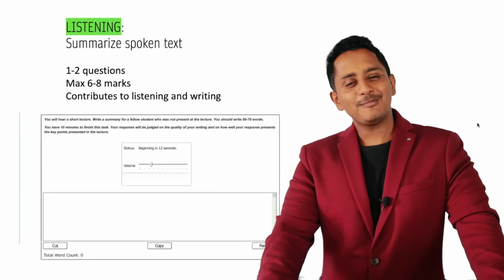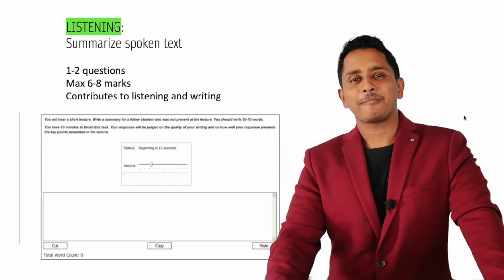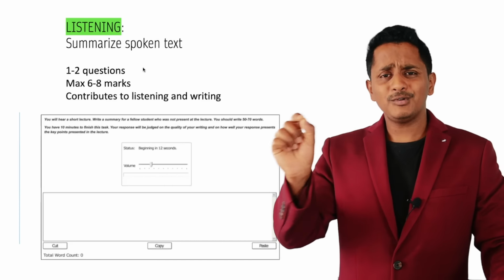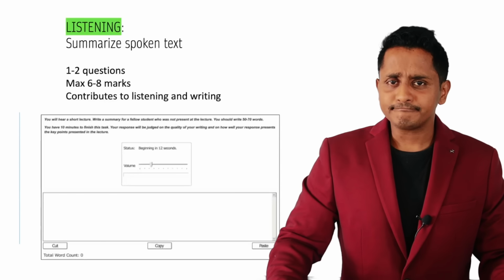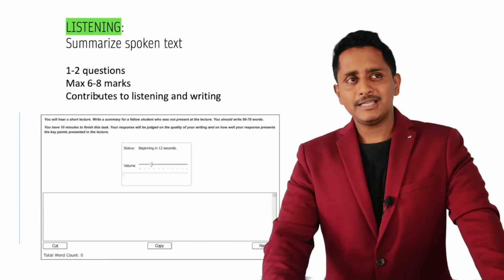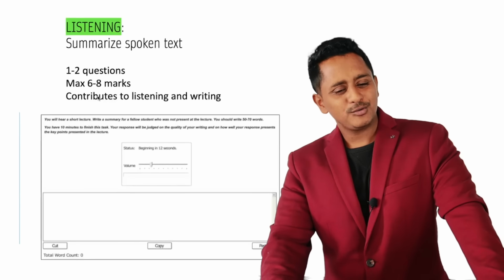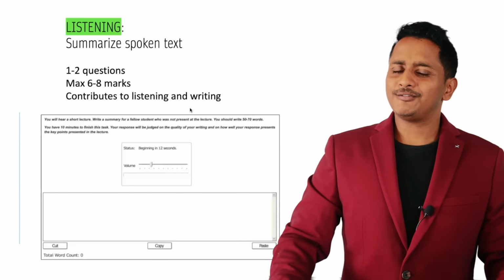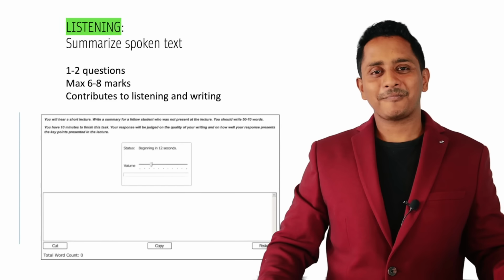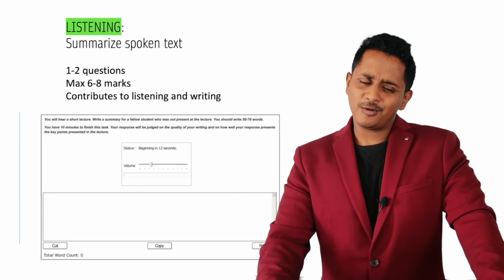And then comes a listening module. There are 7 sections in listening. In the beginning we told, first comes summarize spoken text. You summarize the audio, whatever audio you listen, make some notes and then summarize. 1 to 2 questions will come, max 6 to 8 marks and not more than that. You don't have to worry too much. Contributes to listening and writing because you listen and then you write. Hope you are getting it. A very simple module, not that difficult and not a priority.